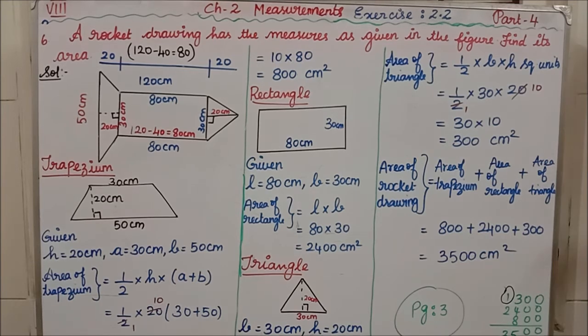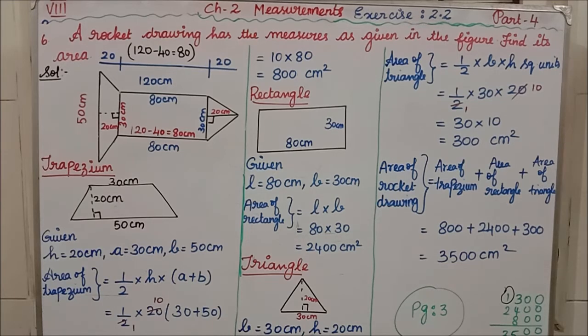Students, what they are asking in the question: a rocket drawing is given in the figure, find its area, which means the total area of the rocket we have to find. But we have found the area of trapezium separately, the area of rectangle separately, and the area of triangle separately. Are they asking for separate answers? No, they are asking find its area. Find its area means find the rocket area. So what we have to do? We have found them separately, so we have to add them. Only then we will get the total area of the rocket.